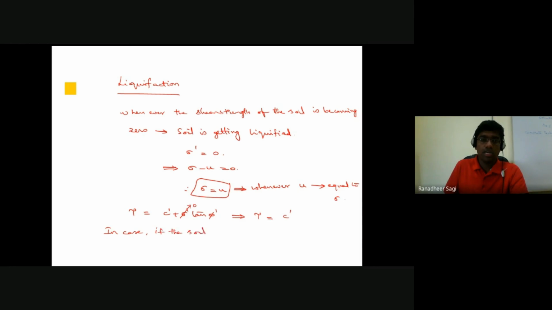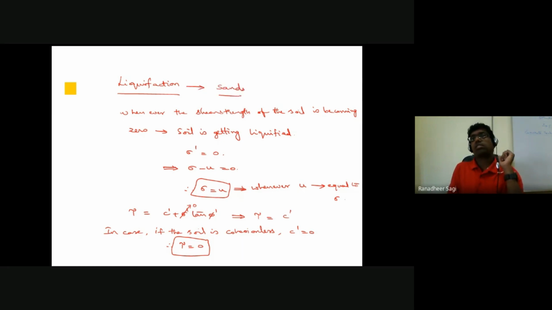If the soil is cohesionless, then what happens? For cohesionless soil, the C dash value is equal to 0. When the C dash value is equal to 0, what is going to happen to the shear strength of that particular soil? The shear strength of the soil becomes 0. So this so-called phenomenon of liquefaction is what we generally come across in the case of sandy soil deposits.